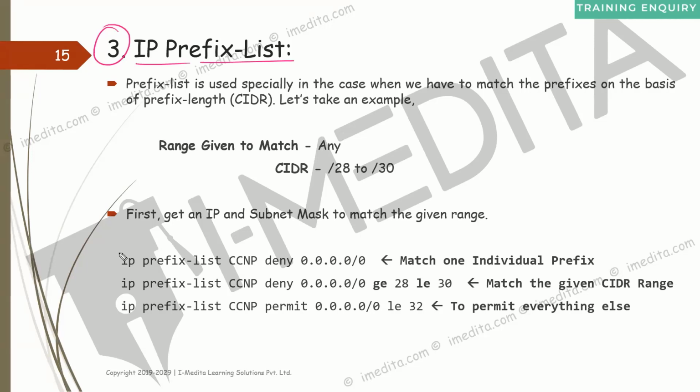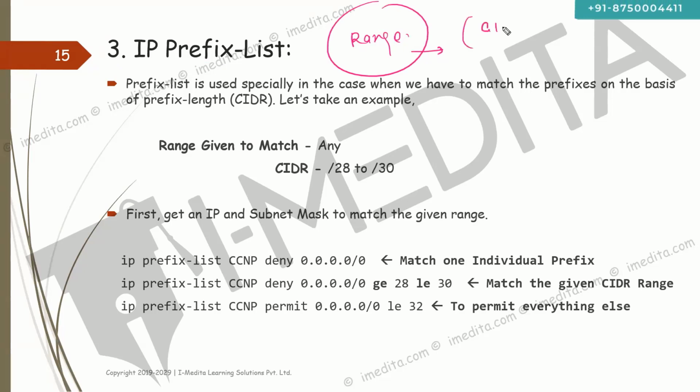Prefix list can also be used to perform route filtering. And this prefix list comes in very handy when we need to match the prefixes in a certain range. Not only do we need to match the prefixes in a range, but we also need to match the prefixes based on CIDR, that is, based on range and CIDR.